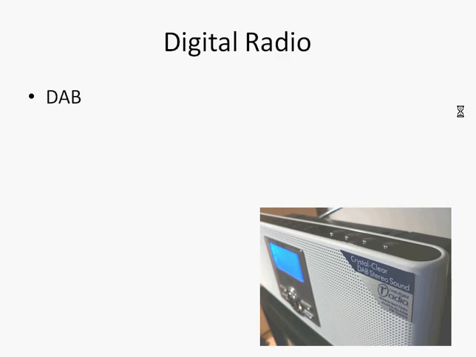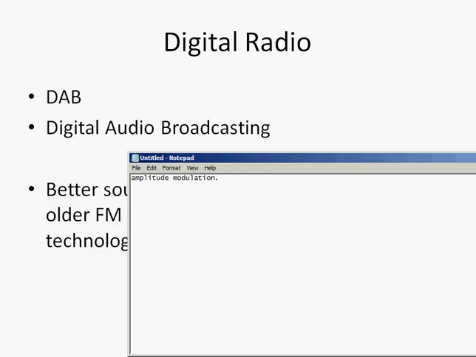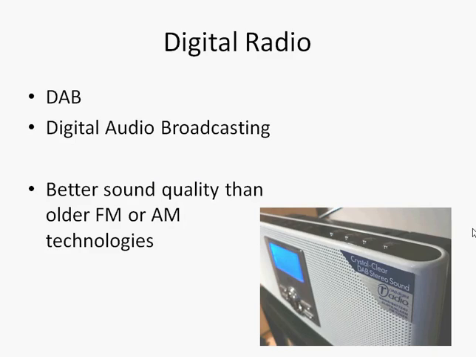Digital radio uses the technology called DAB, which stands for Digital Audio Broadcasting. It provides better sound quality than older FM and AM technologies. FM standing for frequency modulation, and AM standing for amplitude modulation. And we also get more channels as well.